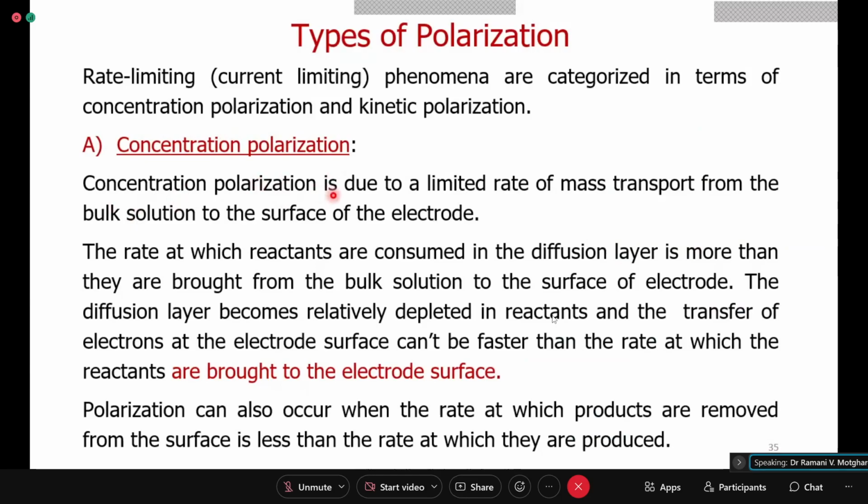Concentration polarization is due to the limited rate of mass transport from the bulk of the solution to the surface of the electrode. The rate at which reactants are consumed in the diffusion layer is more than the rate at which they are brought from the bulk of the solution to the electrode surface. The diffusion layer becomes relatively depleted in the reactants, and the transfer of electrons at the electrode surface can't be faster than the rate at which reactants are brought to the electrode surface. Polarization can also occur when the rate at which products are removed from the surface is less than the rate at which they are produced.